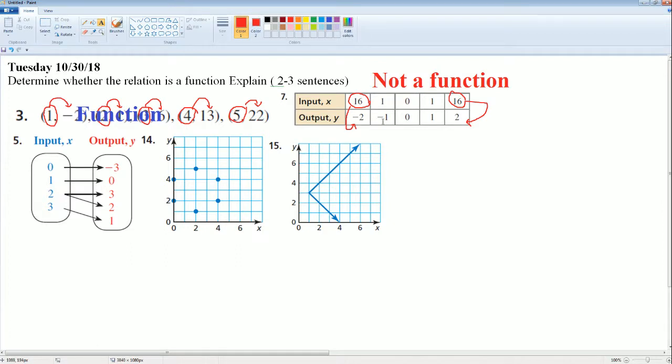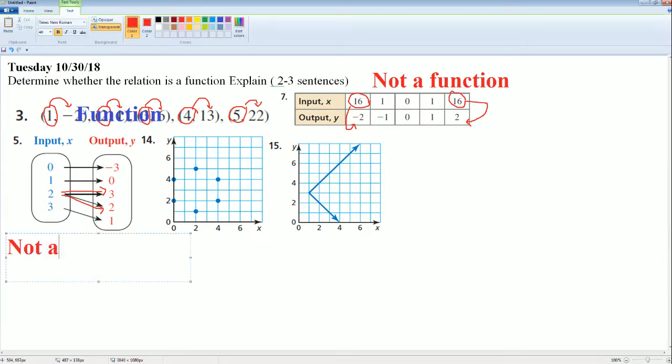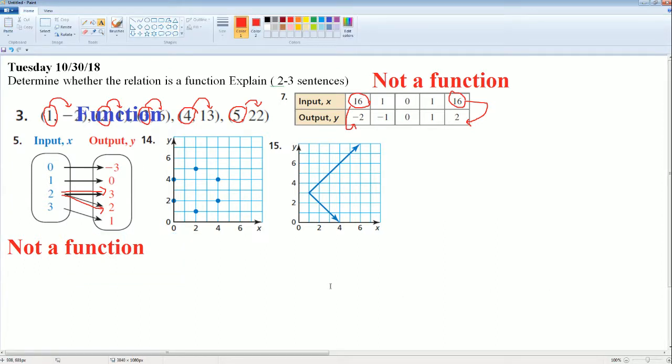Next one, let's look at this one. If I plug in a 0, it gets me a -3. If I plug in a 1, it gets me a 0. If I plug in 2, it gets me 3 or 2. Look, there are two outputs. There's this one and this one. The machine doesn't know which one to give me. So we will say this one is not a function.